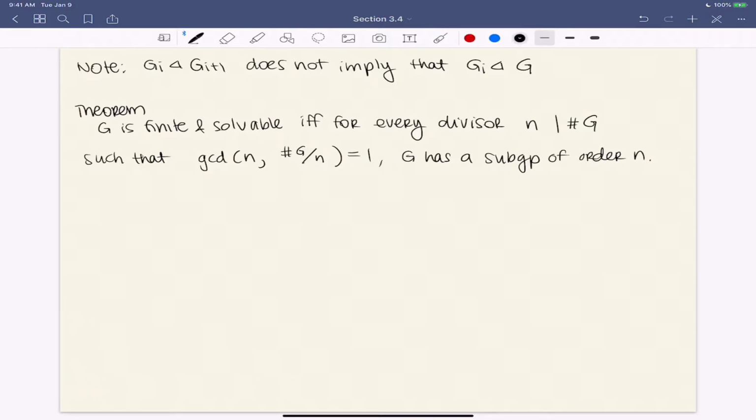Okay. And so now the facts. All these facts are ones that you can always just state without proof. You can just say it. So the first one is that if N and G mod N are solvable, then G is solvable.